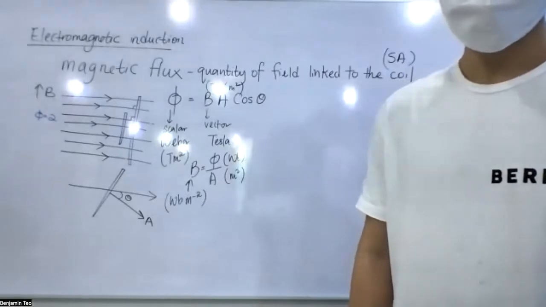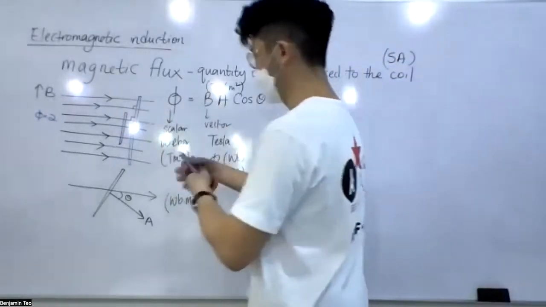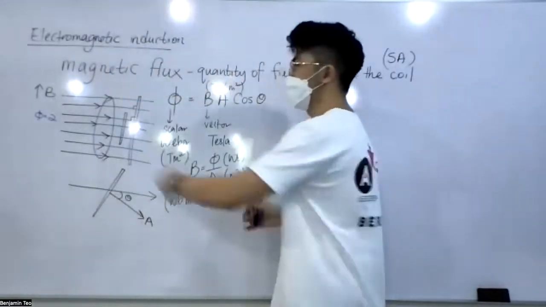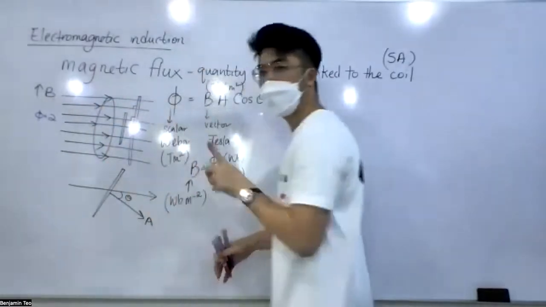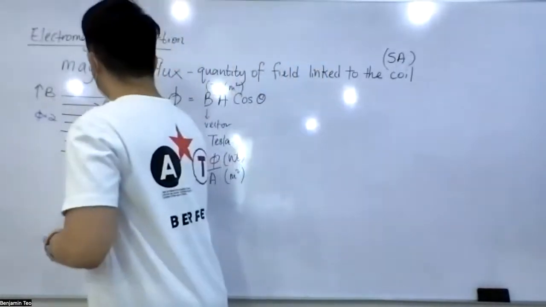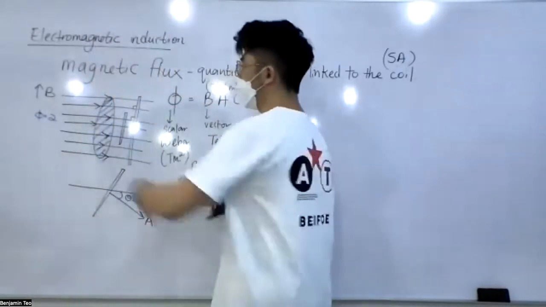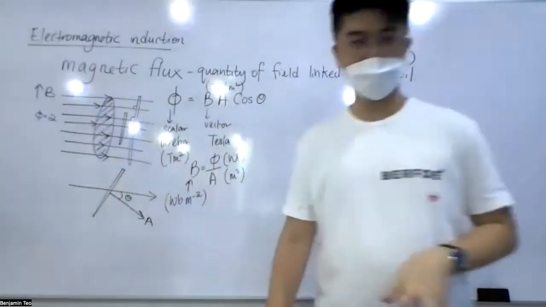Now, I change this to a coil. The coil is hollow in the middle. But how do we get the area? The area is still this one, even though the middle is hollow. But when we calculate the area linked to the flux, again, we will take the entire area of the coil.